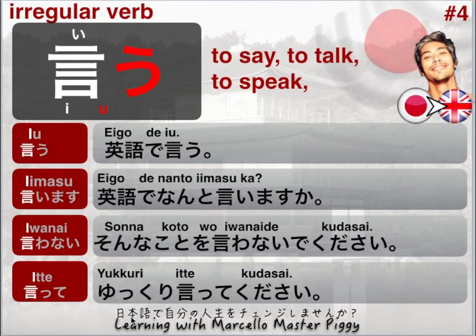In the last verb, I think it was yukkuri hanashite kudasai. Basically, it's the same. If we're having a conversation, especially with more than two people, you say, guys, can you please talk slowly? So it would be yukkuri hanashite kudasai. If it's only you talking with somebody else, you can say yukkuri itte kudasai. Can you say it slowly?